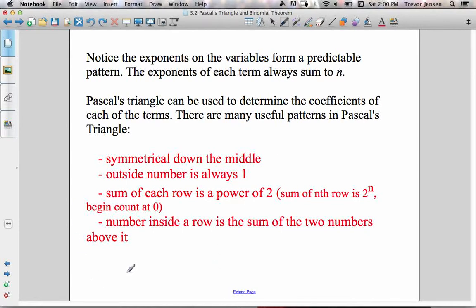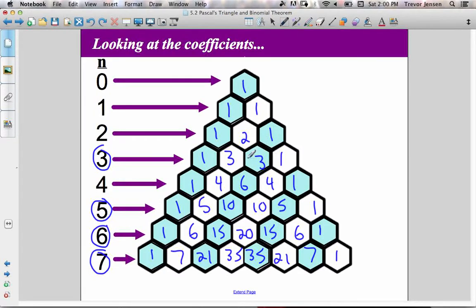The outside number is always 1, and we talked about this. Each number inside a row is the sum of the two numbers directly above it. Like, look, 2 plus 1 gives us 3.